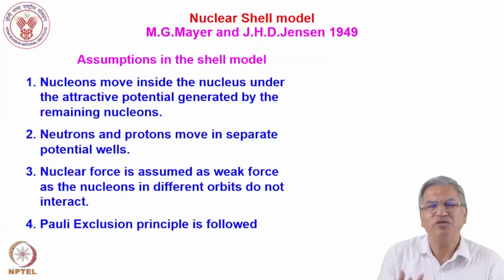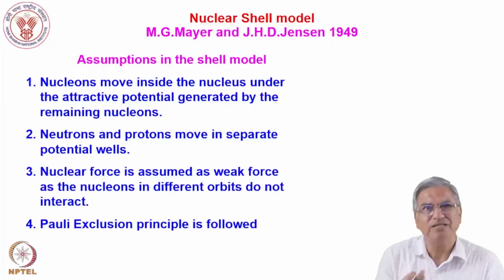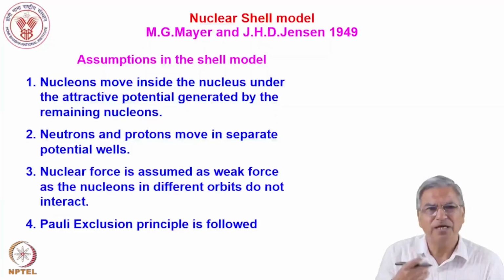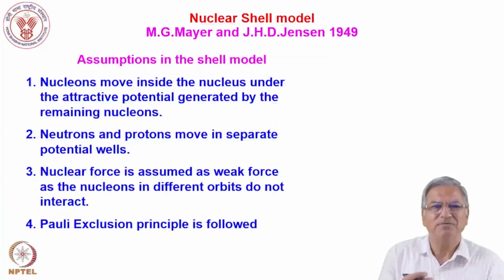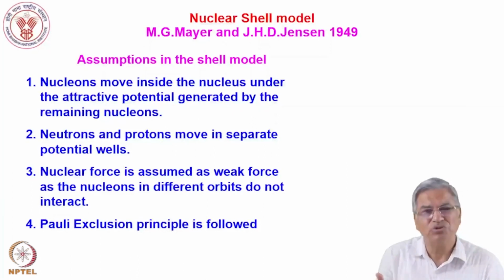In the case of the nucleus, there is nothing like a central potential, because the nucleons themselves constitute the potential. So what is assumed is that every nucleon moves inside the nucleus under the attractive potential generated by the remaining nucleons. Any nucleon you take is in a potential well that is formed by the other nucleons. Now, in the case of protons and neutrons, they are in separate potential wells.